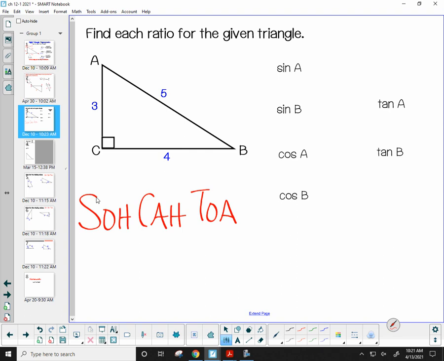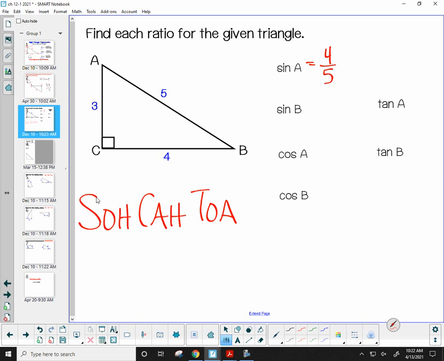SOHCAHTOA in the ocean. All right, so what we want to do first is find the sine of A. That means we're positioning ourselves at A. If I position myself at A, remember sine is opposite over the hypotenuse. So if I'm at A, what side is opposite? 4. What side is the hypotenuse? 5. Okay, so we're just coming up with the ratios.